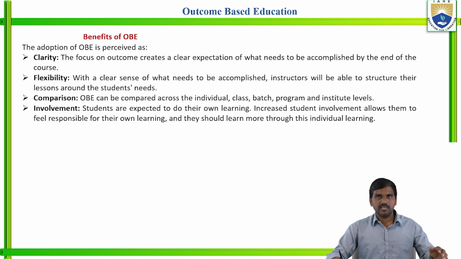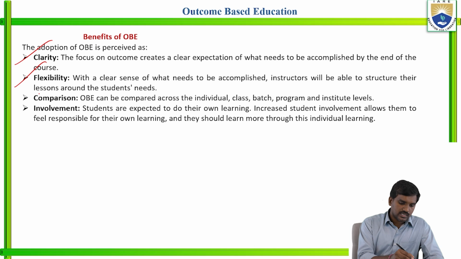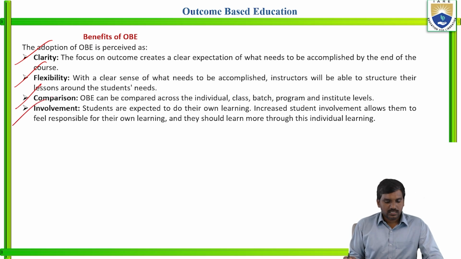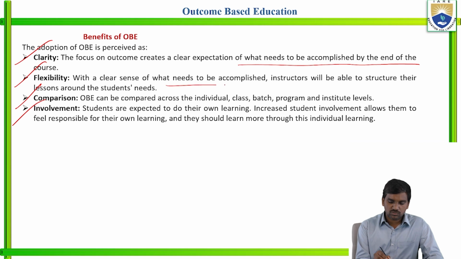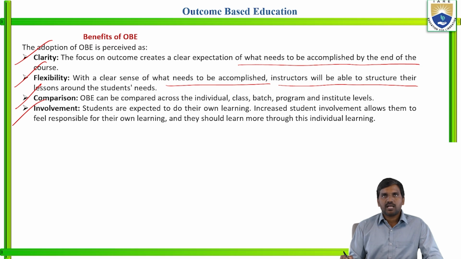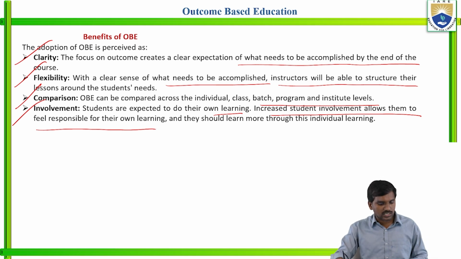And benefits of OBE, in order to maintain clarity, flexibility, comparison and involvement. So clarity, the focus on outcome creates a clear expectation of what needs to be accomplished by the end of the course. Flexibility, with a clear sense of what needs to be accomplished, instructors will be able to structure their lessons around the students' needs. And comparison, OBE can be compared across individuals, class, batch, program, institute levels. The involvement, students are expected to do their own learning. Increased student involvement allows them to feel responsible for their own learning. So these are some benefits of OBE: clarity, flexibility, comparison and involvement.